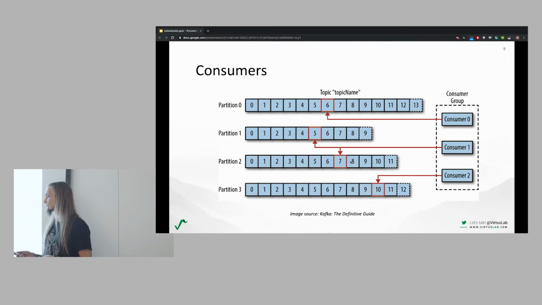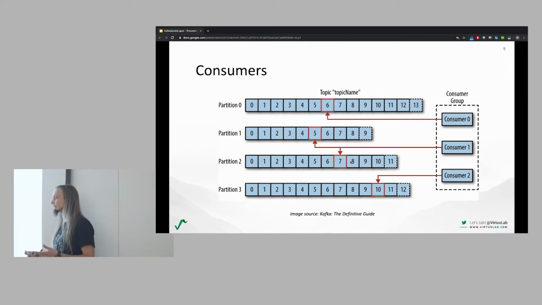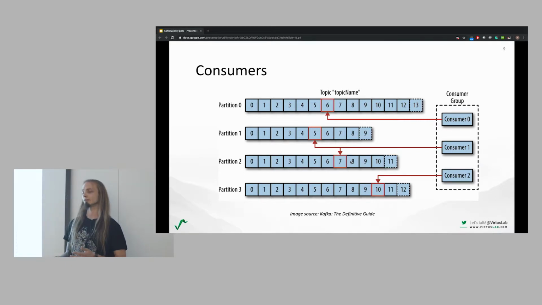Also, when it comes to the offset and committing of it, by default, the setting is auto commit. So it means that after a couple of milliseconds or seconds, the commit will happen. It means that it allows us to have duplicate reads, and if we are not ready for this, we can commit it by ourselves. So just perform a manual commit.